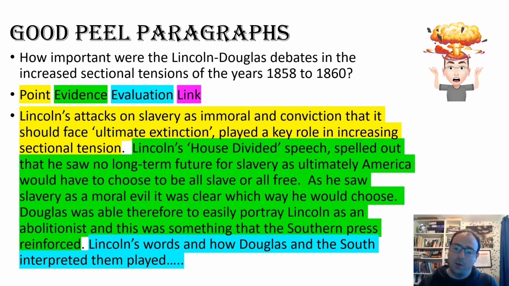So I picked up something from the Lincoln-Douglas debates, and this is an argument for the Lincoln-Douglas debates being important in causing sectional tension. I then go into the evidence. Well, the evidence, I'm going to look at the House Divided speech.